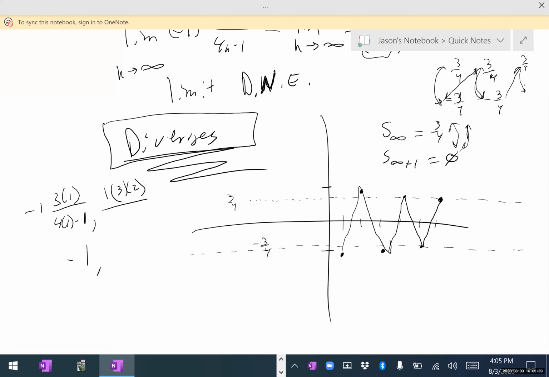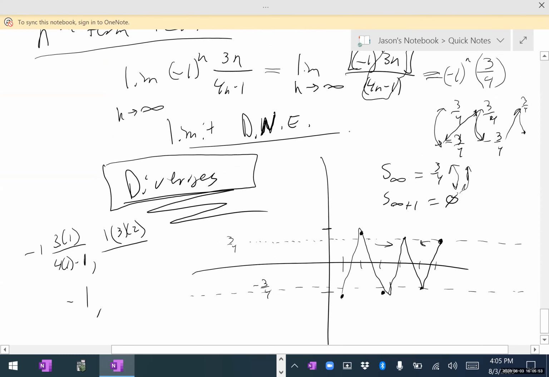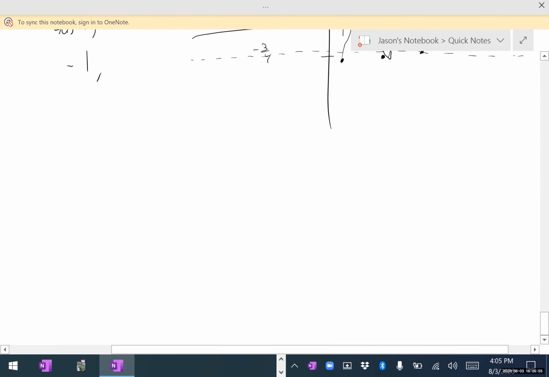It has no limit. Why? Because the limit has to be the same from both directions, and it's not. Okay, so the limit does not exist, and therefore it diverges. Now, L'Hopital's rule would be kind of hard to do on that one. I don't even know if I would want to try to do that.